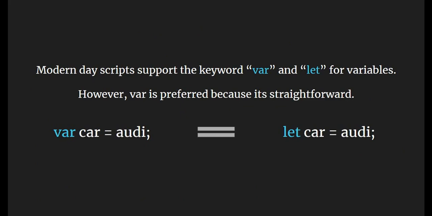Now modern-day scripts support the keywords var and let. You can use both. Whenever I did the program of the confirm and prompt, I used let, right? Any one of these can be used. However, var is preferred here because it's straightforward. var represents the variable. var car = "Audi" is also equal to let car = "Audi". Because var sounds perfect and it is direct and straightforward, we are going to use var, right?